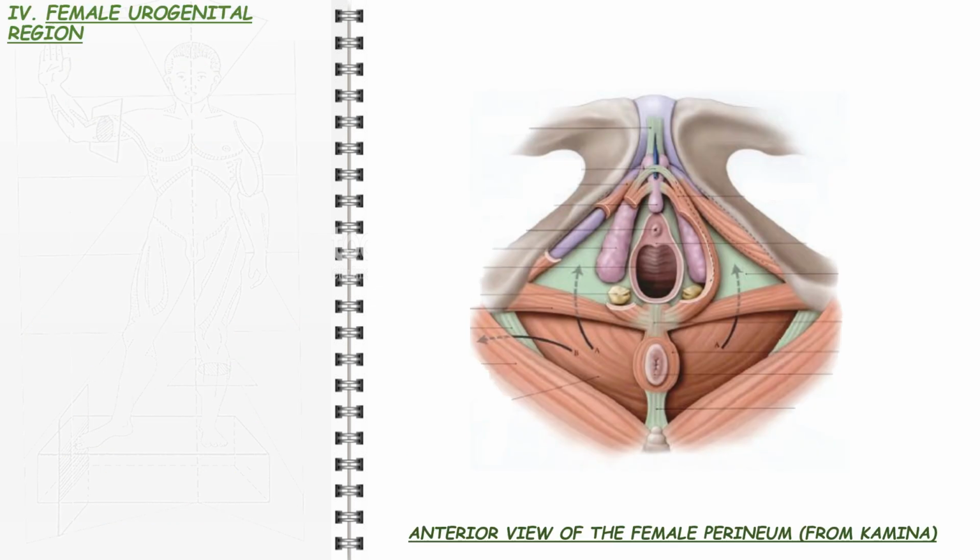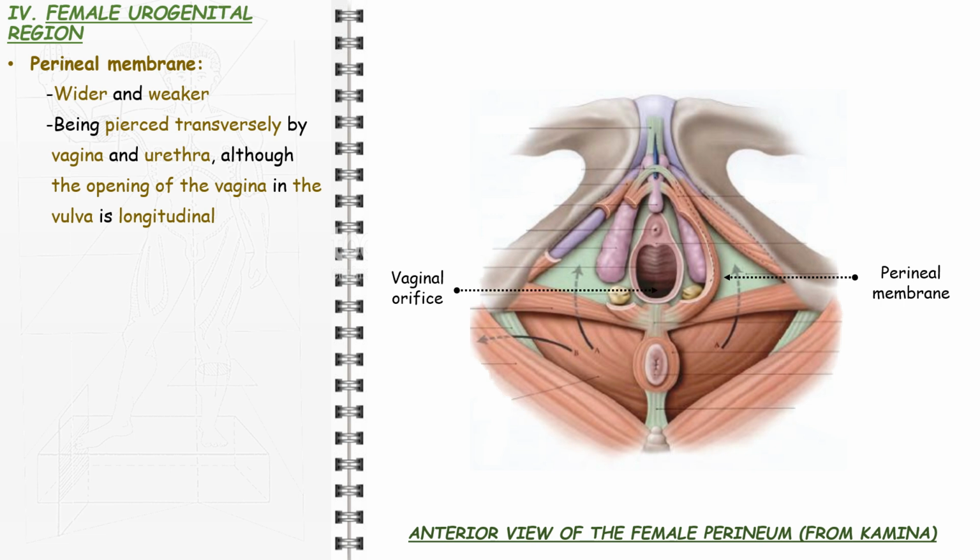Now, the male urogenital region seen, let's focus on the key features that distinguish this region in the female. The female perineal membrane is wider but weaker than in the male, being pierced transversely by the vagina, although the opening of the vagina in the vulva is longitudinal. It gives attachment to the crura of the clitoris, each of which is covered by an ischiocavernosus muscle.